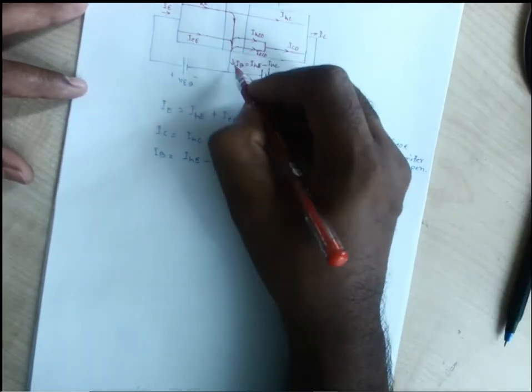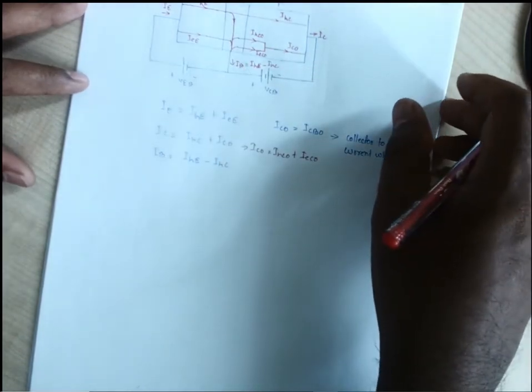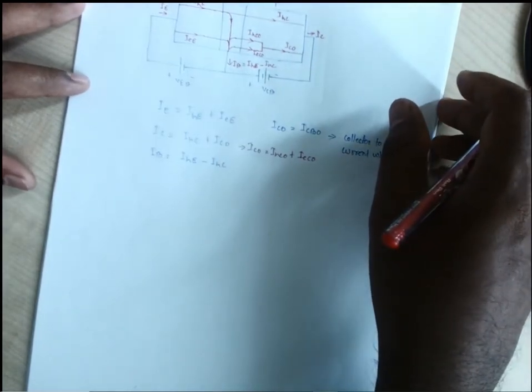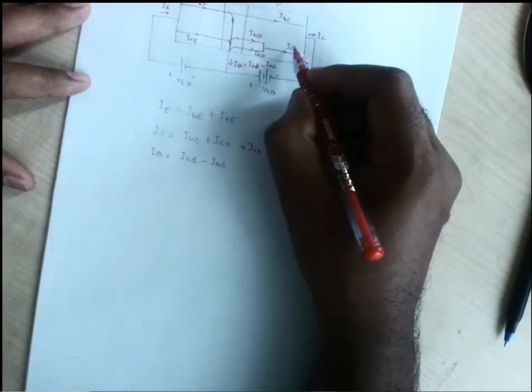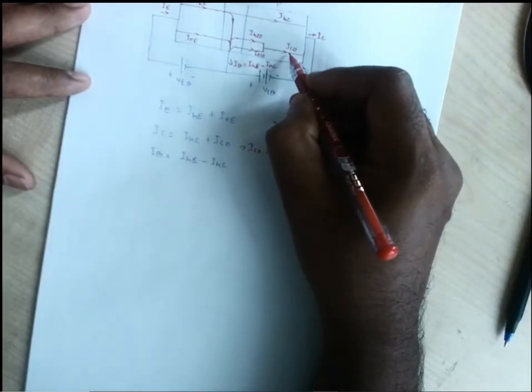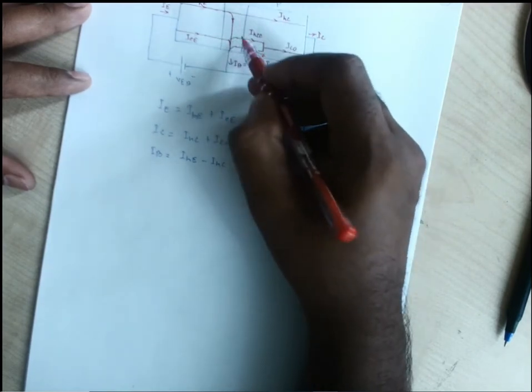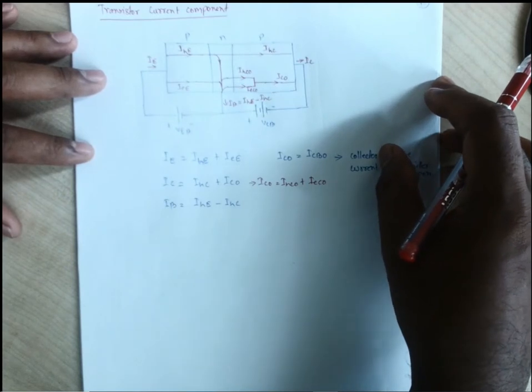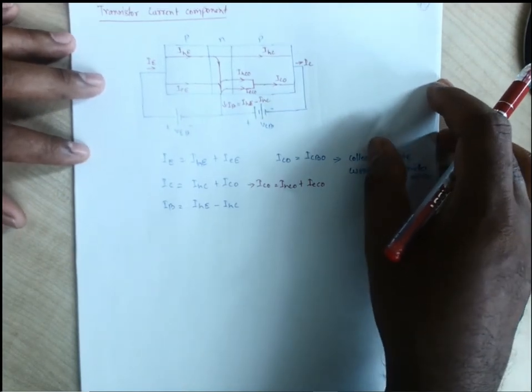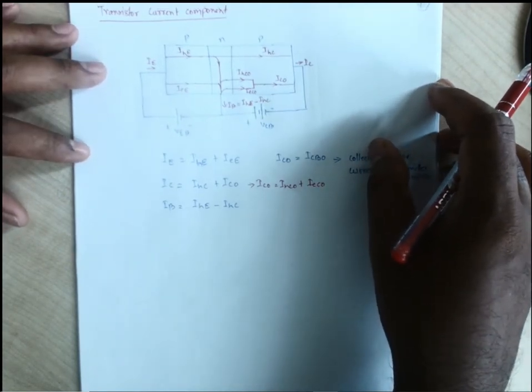So we'll have the current IB. This ICO is the minority charge carrier current, because this junction is given the reverse bias. This reverse bias region will be the fruitful situation for the minority charge carriers, so these minority charge carriers will be flowing in certain directions.